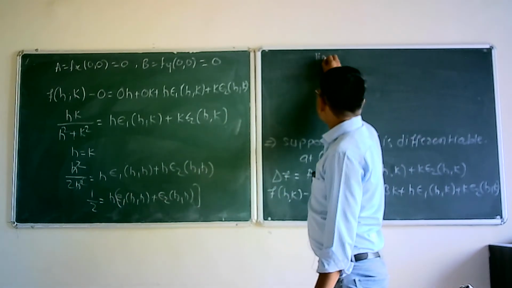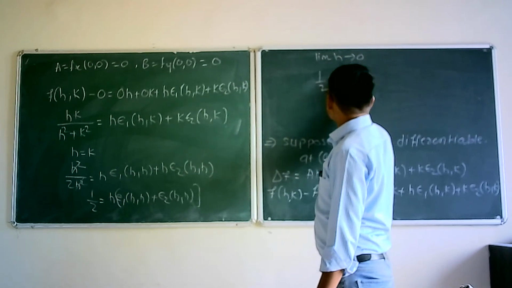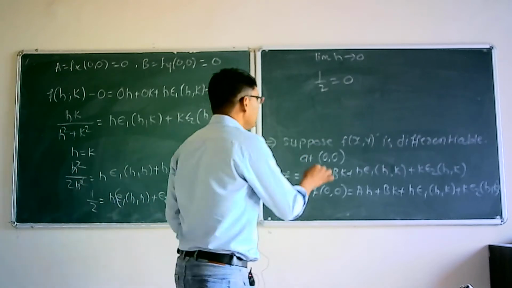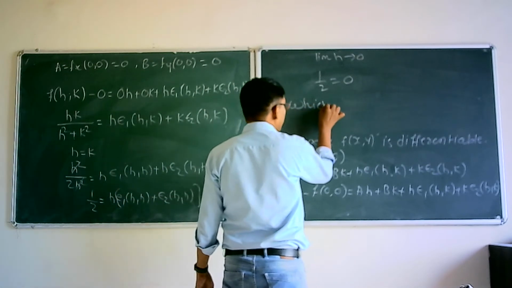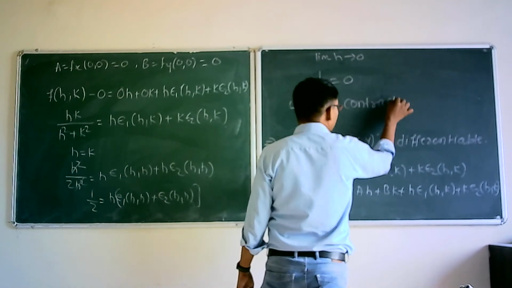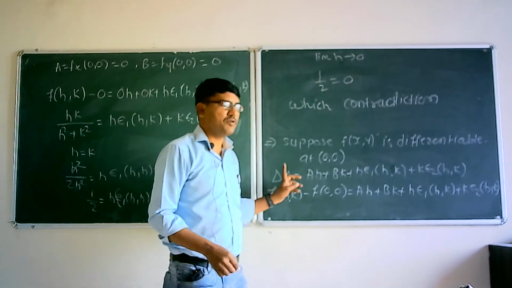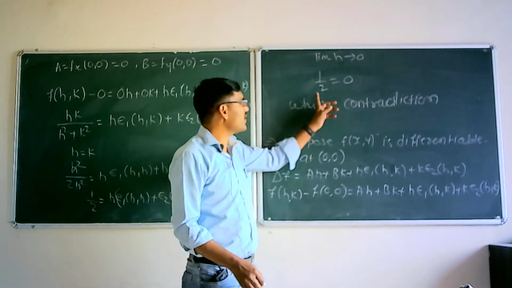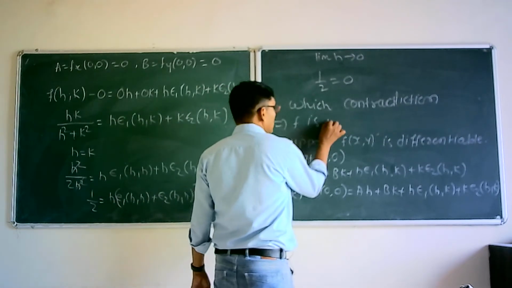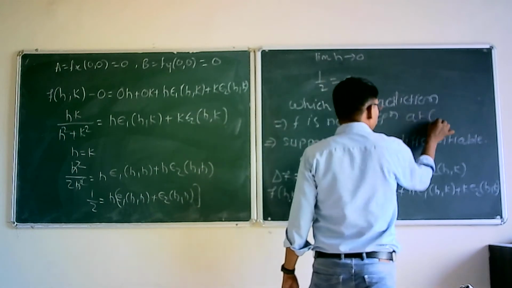If you take the limit h tends to 0 on both sides, then 1 half is equal to 0, which is a contradiction, because 1 half is never equal to 0. Why is it a contradiction? Because we assumed that the given function f is differentiable, and that's why we obtain this contradiction. From this we can say that f is not differentiable at (0, 0).